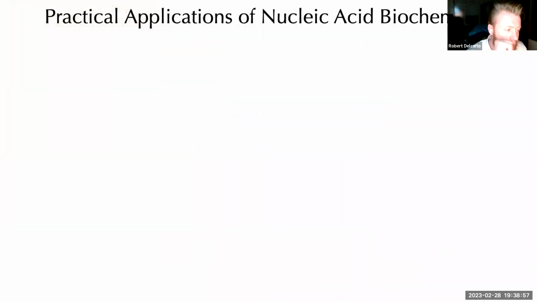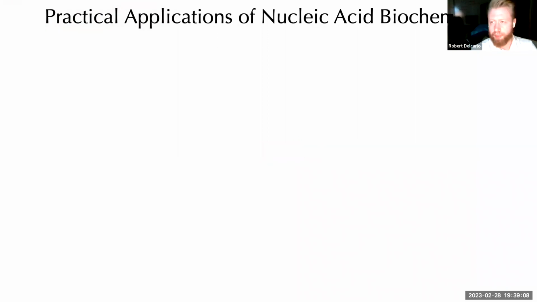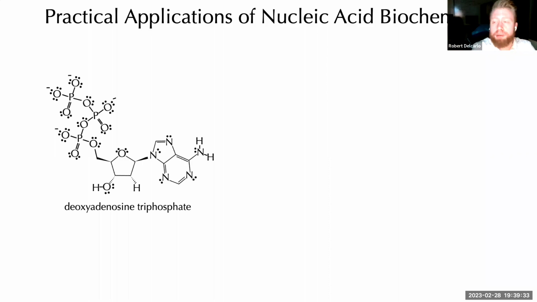So let's talk now about some practical applications of nucleic acid biochemistry. It always comes back to this question: how would you break a polymerase? The reason we might want to do that is because when you just give a polymerase a bunch of nucleotides and let it do its job, it will go through and it will create a whole new duplicate of the DNA without revealing any of its secrets. So if we can slow that polymerase down, maybe we can see some of what's going on in the middle. And this is ultimately what Fred Sanger won one of his Nobel Prizes for.